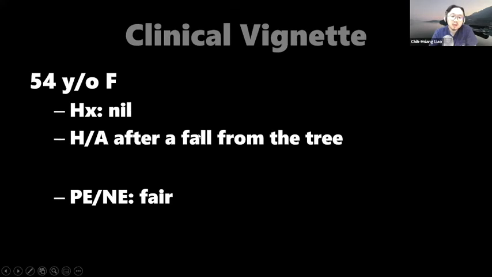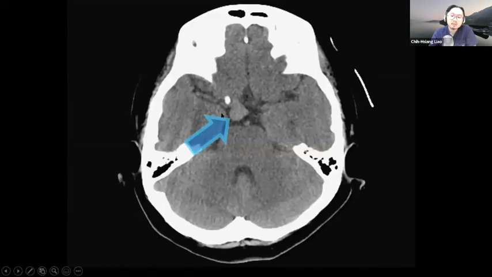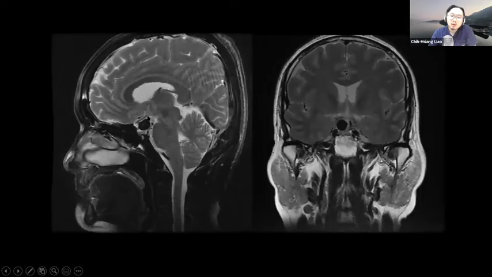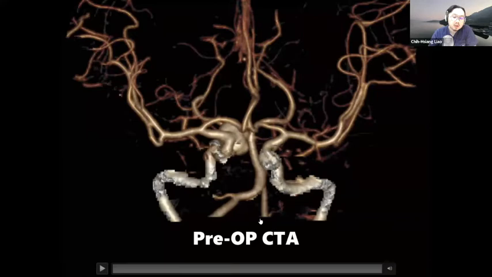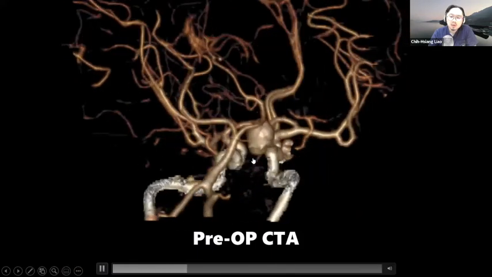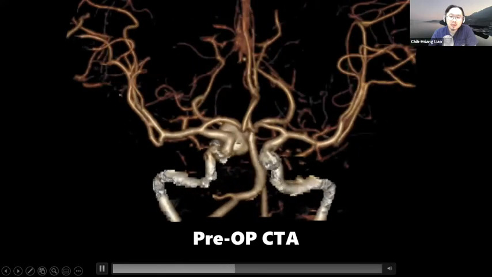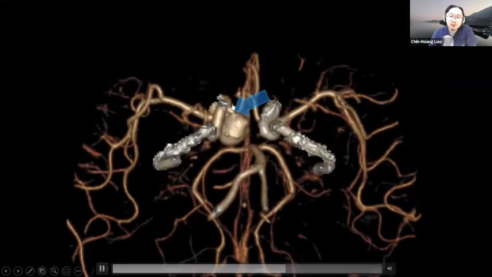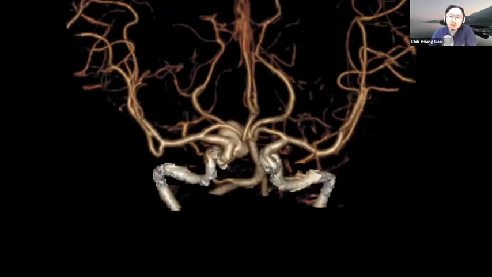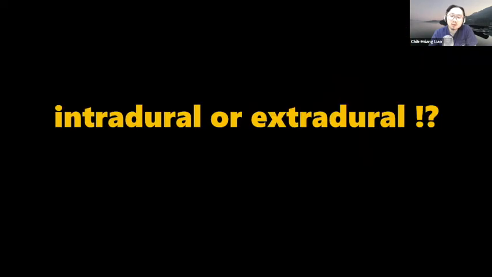This is a 54-year-old female who had an incidental finding of a right paraclinoid aneurysm. It's here. And this is the pre-op CTA. You can see this paraclinoid aneurysm. Actually, there are two, a small one and a larger one. So what's the diagnosis? I think this is a pretty easy one. It's an intradural one.